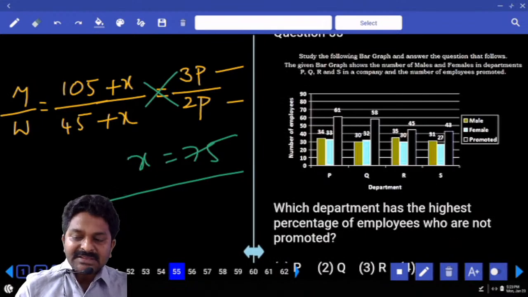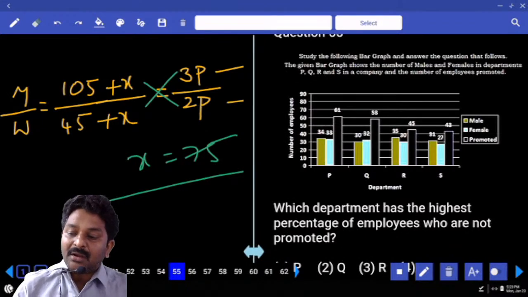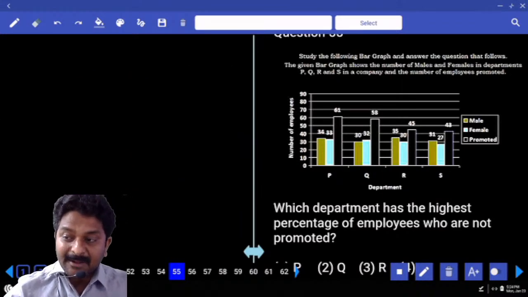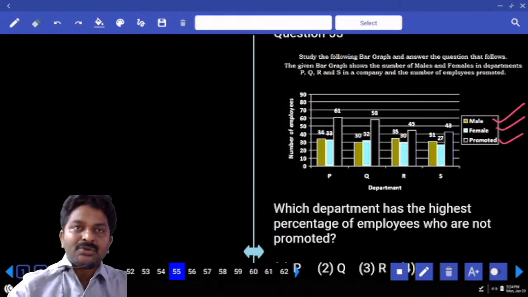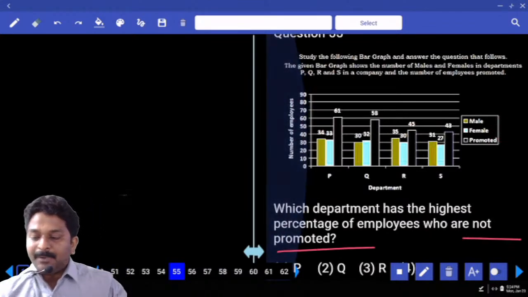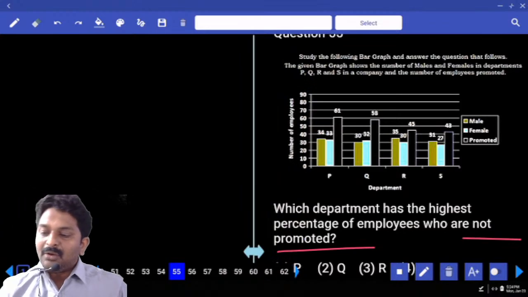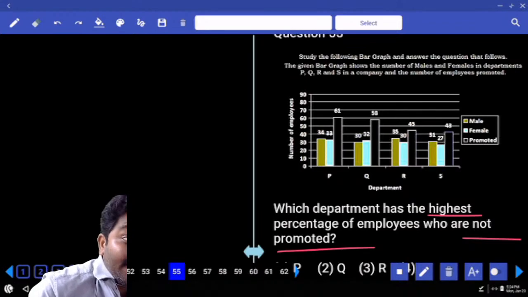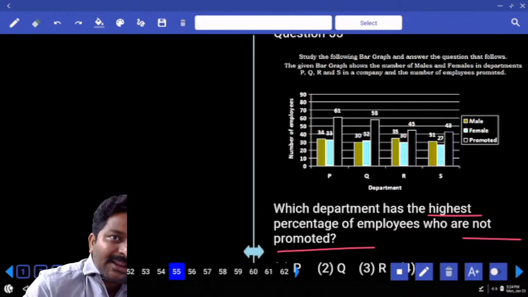Which department has the highest percentage of employees who are not promoted? Look at this data: male, female, and those who are promoted. So now the question is about people who are not promoted. When you want the highest not promoted, promoted must be the least one, correct?